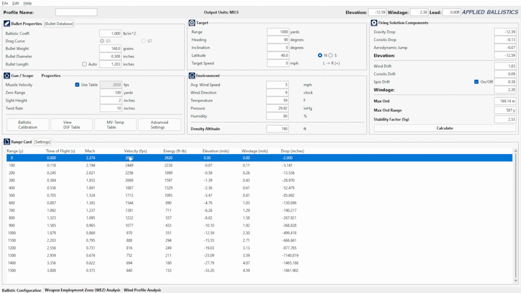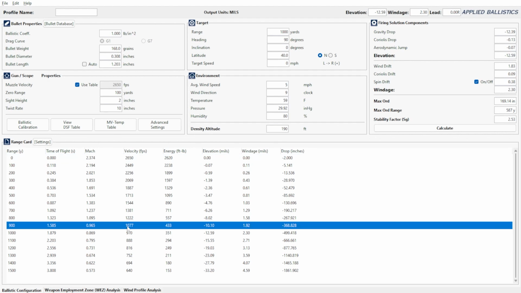Velocity just shows you, obviously, the velocity decaying as you increase the range, and again you can use this to ascertain when you go subsonic. So we know we were between these two figures here.